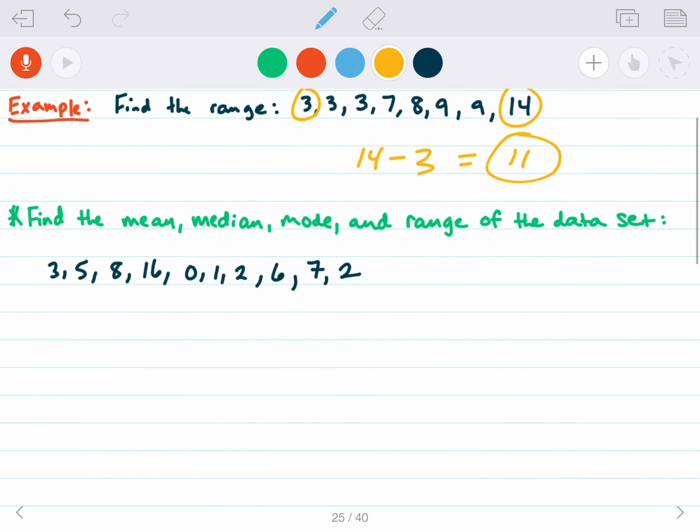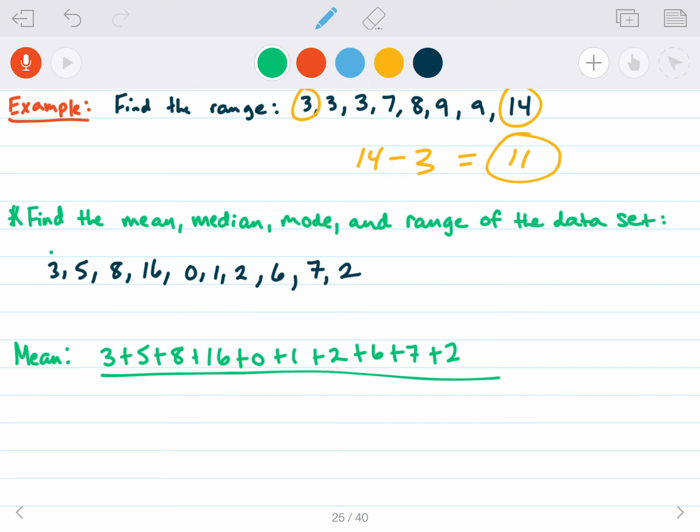All right, let's do another example. I encourage you to pause the video here to see if you can get this one. So the mean, I'm going to add all of these up. And then we want to divide by 1, 2, 3, 4, 5, 6, 7, 8, 9, 10. And that's going to give us 5.